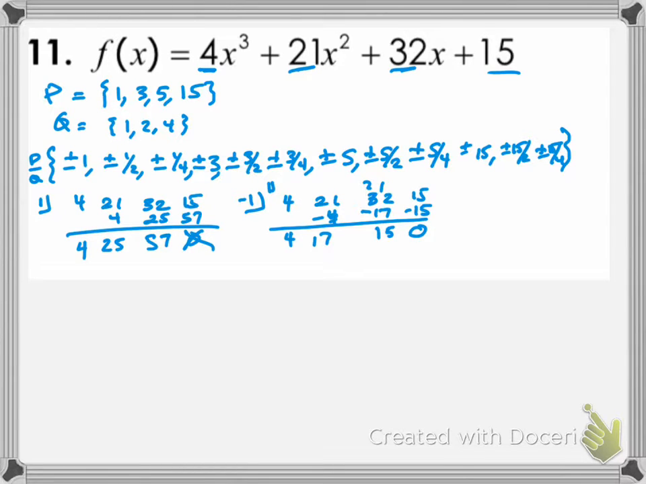So now we'll use this depressed polynomial. So we have x plus 1. That's what a minus 1 will give you. The factor would be x plus 1. Make sure you get that right. And then we have 4x squared plus 17x plus 15. So we're going to have to factor this.